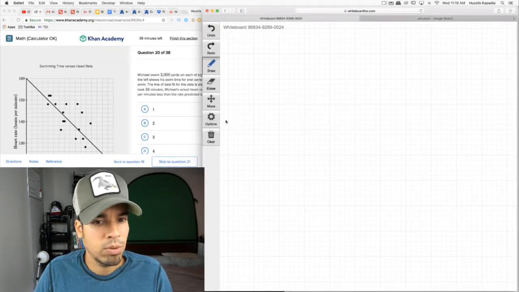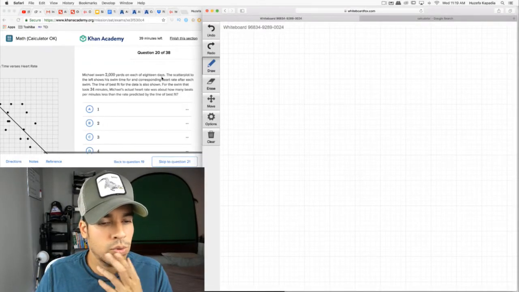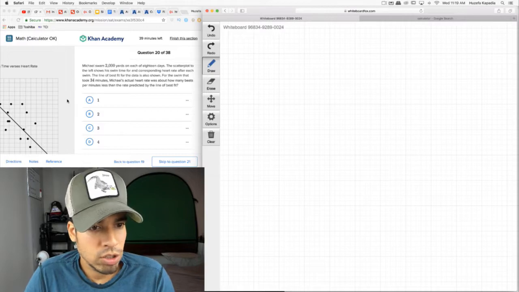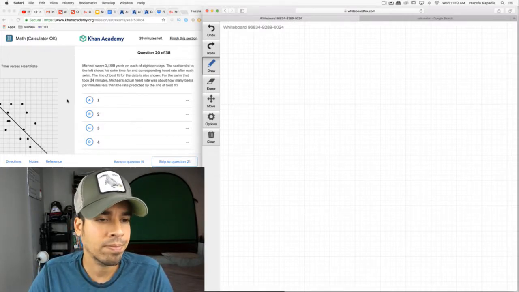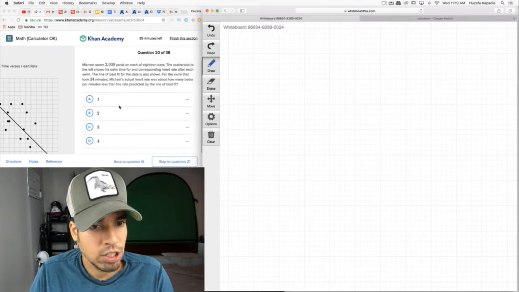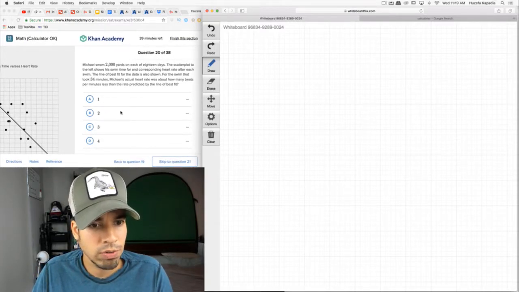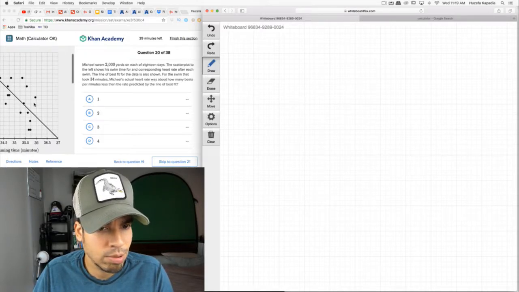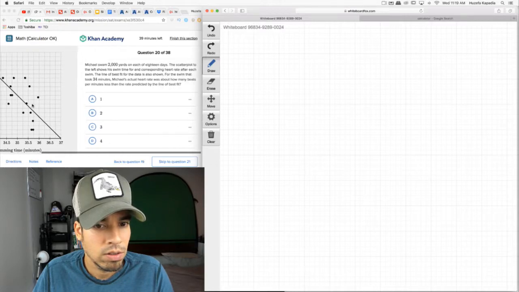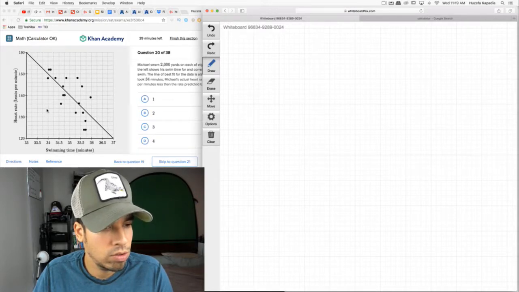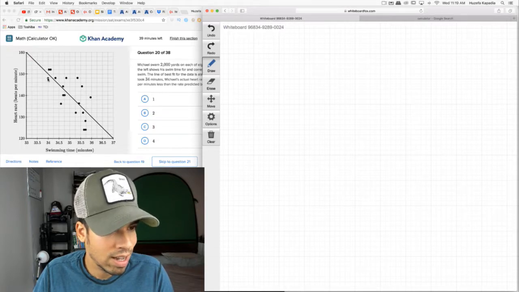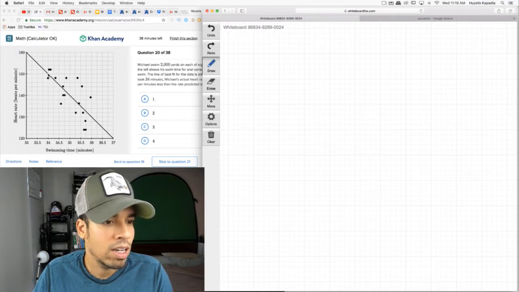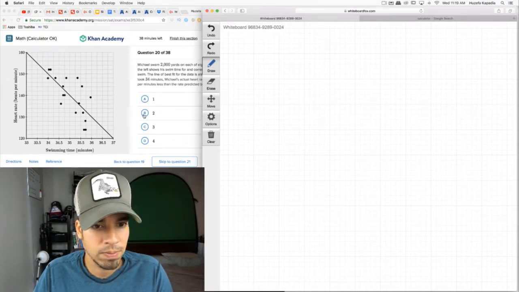All right, we're about at the halfway point. Michael swam 2,000 yards on each day of 18 days. The scatter plot to the left shows his swim time and corresponding heart rate after each swim. The line of best fit is also shown. For the swim that took 34 minutes, his actual heart rate was about how many beats per minute less than predicted by the line of best fit? So 34 minutes. Here's this dot. This is the actual point, which is 148. Line of best fit predicts 150, so it's a difference of 2.